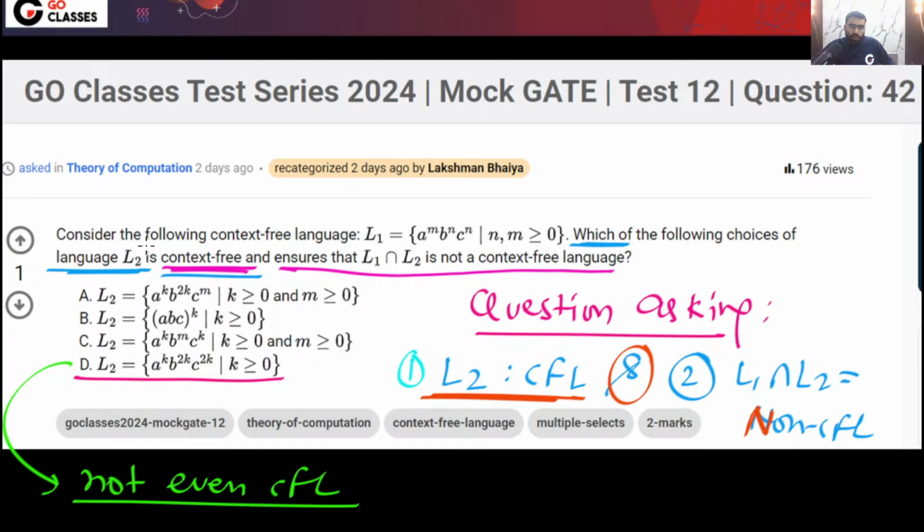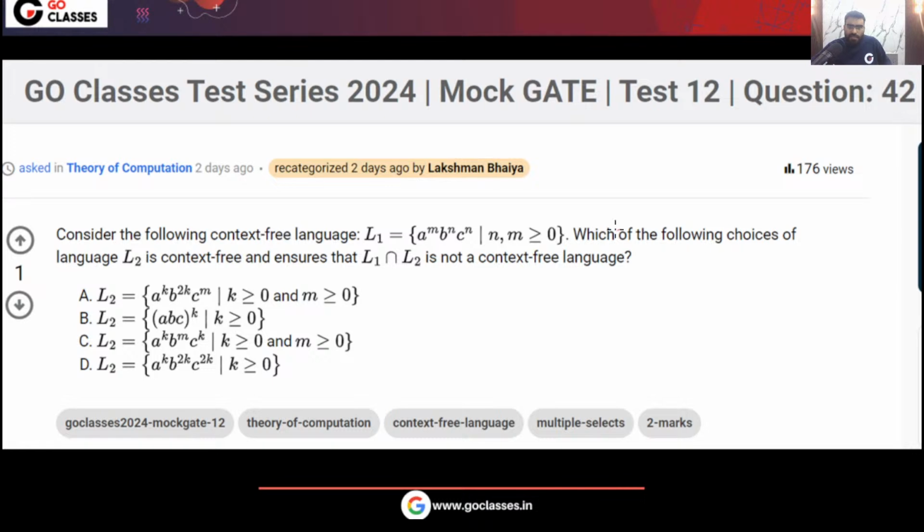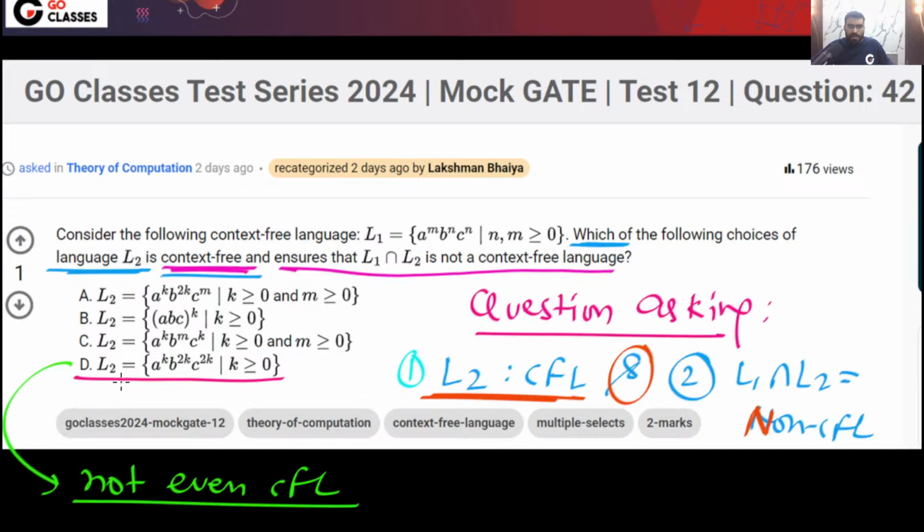The question is asking for a CFL. L2 must be CFL. See, read the question. The question is already saying: which of the following choices of language L2 is context-free and ensures that L1 intersection L2 is not context-free? So remember, this option D you can reject, because this is not even CFL. A power k, b power 2k, c power 2k. Yes, this is not even CFL. This is actually CSL but not CFL.